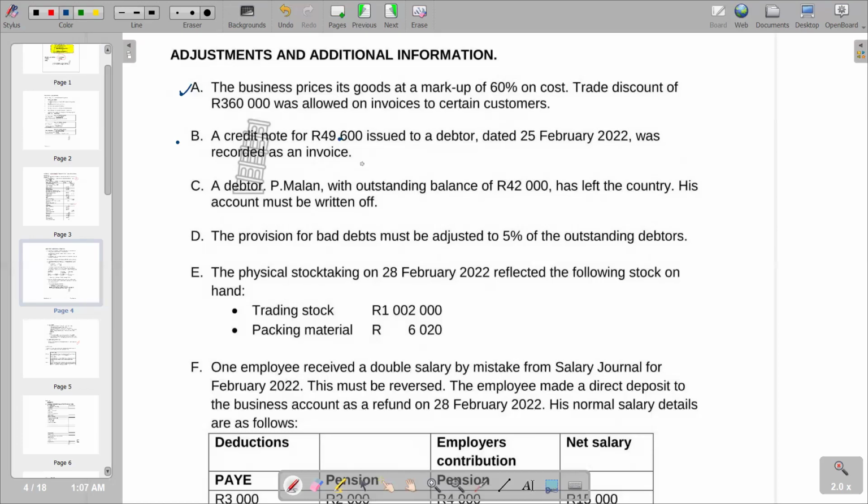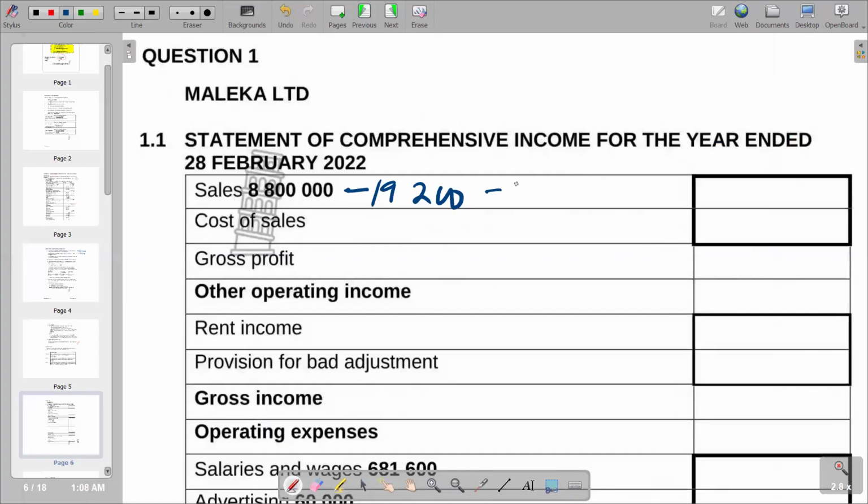Remember, a credit note is going to reduce sales. So we are going to subtract 49,600. When you entered the first 49,600, you are trying to subtract another 49,600, since it will be a credit amount for our sales. So in the calculation of our sales, in brackets, minus 19,200 minus 99,200 gives 8,681,600. That's the figure that we have.